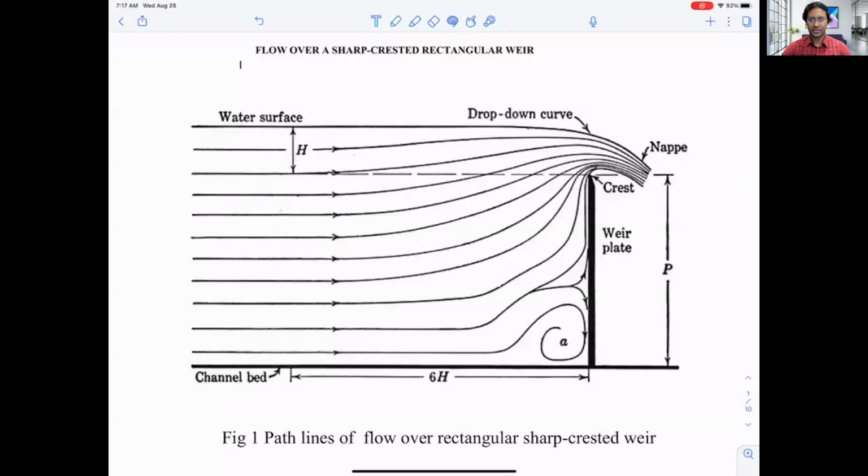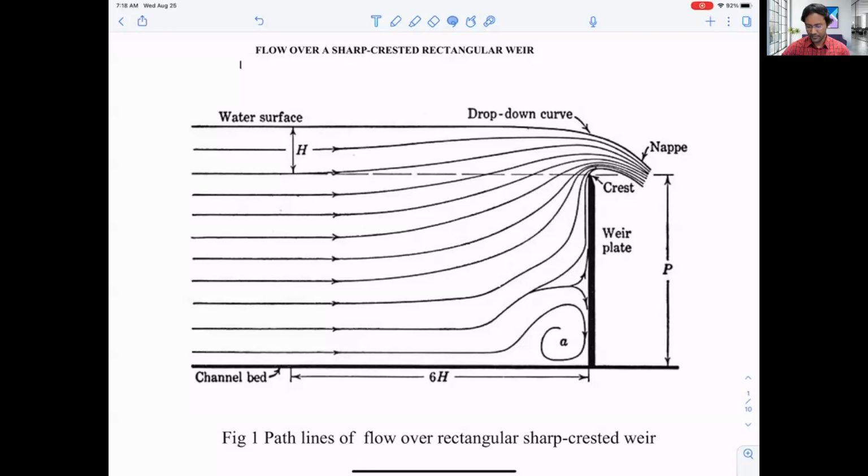Hi everyone, welcome to experiment number 6, flow over a sharp-crested weir. If you don't have any idea about a weir, I'm going to talk about what a weir is and how we can measure flow using that type of structure. A weir is nothing but an overflow structure that is basically used for flow measuring purposes.